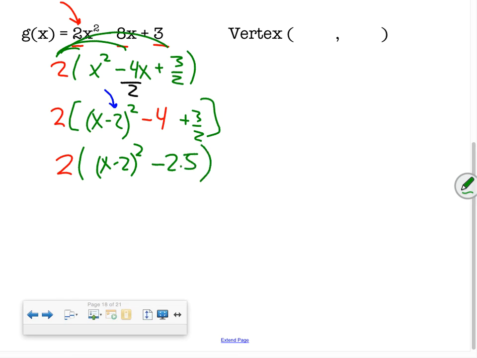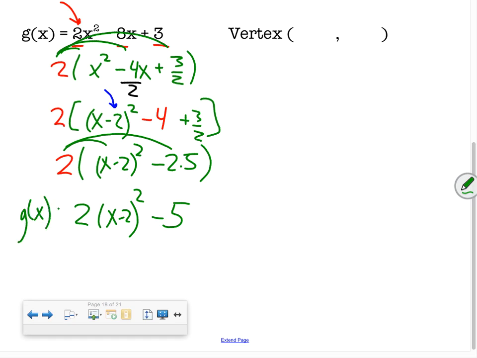And the very last step to having this written in vertex form is we now have to redistribute the 2 to both terms. So you'd end up with 2 times (x minus 2) squared minus 5. And this g of x is now in vertex form. The vertex will be (2, -5).